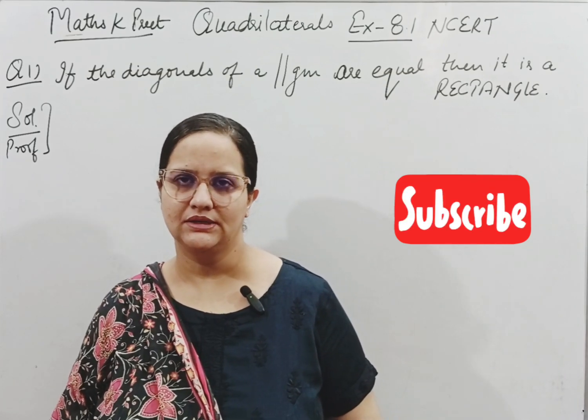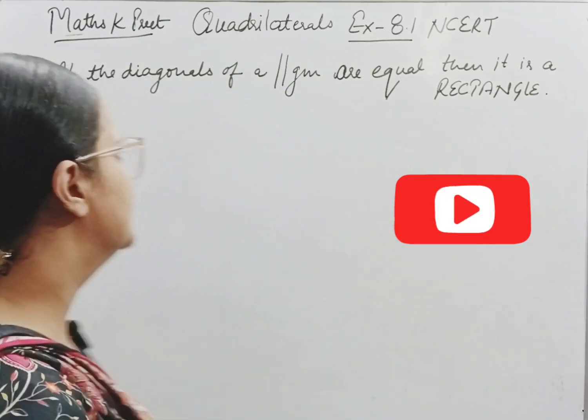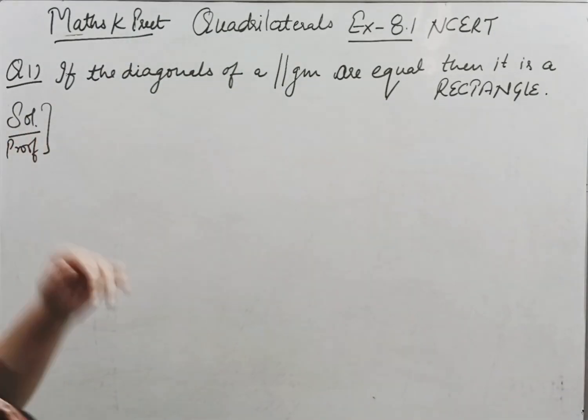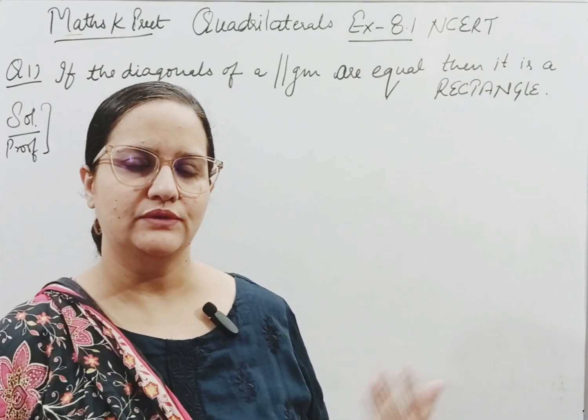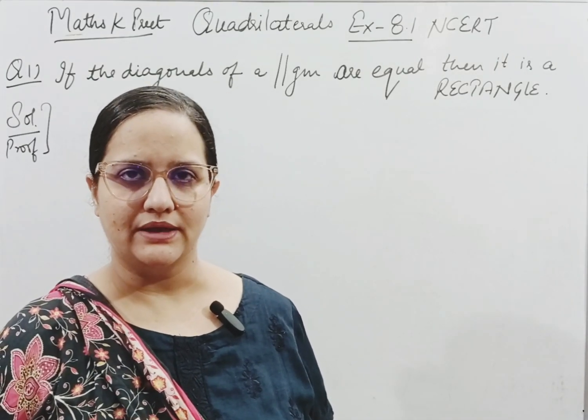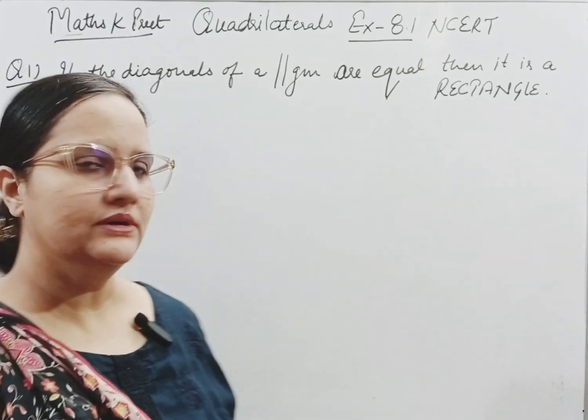Book is NCERT. So question number 1 of this exercise is asking us to show that if the diagonals of a parallelogram are equal, then it is a rectangle. So we have a parallelogram with equal diagonals. We have to show that it is forming a rectangle.